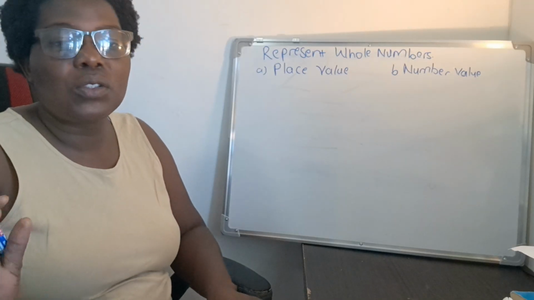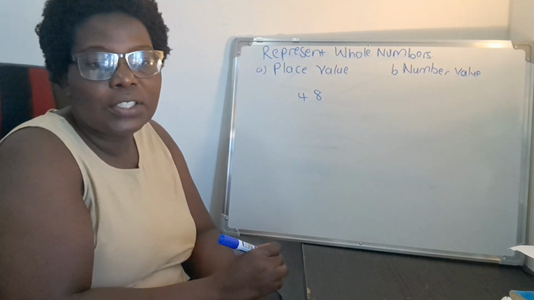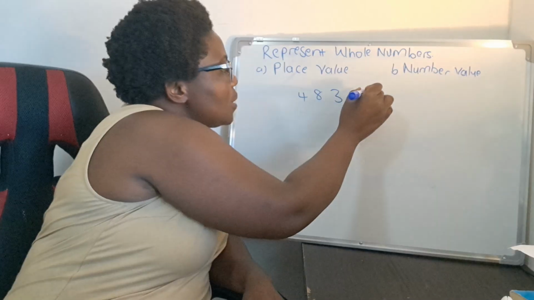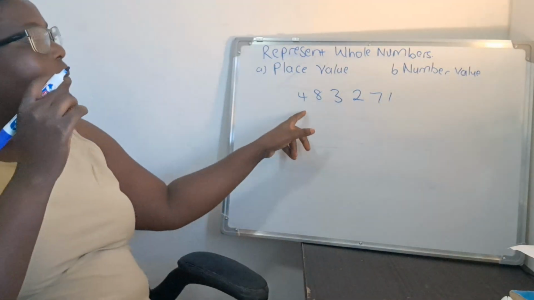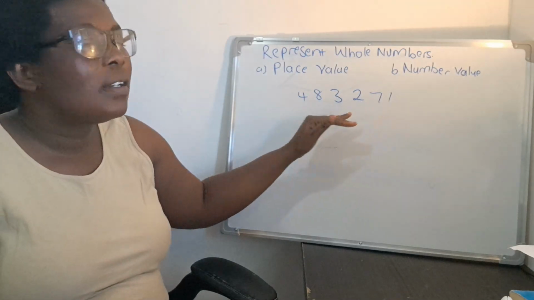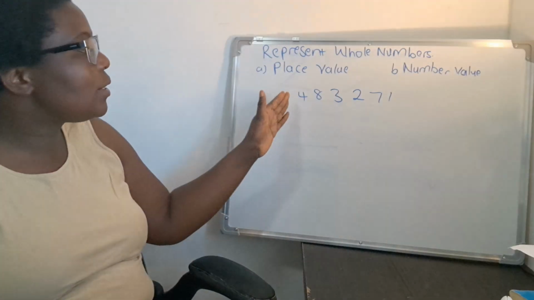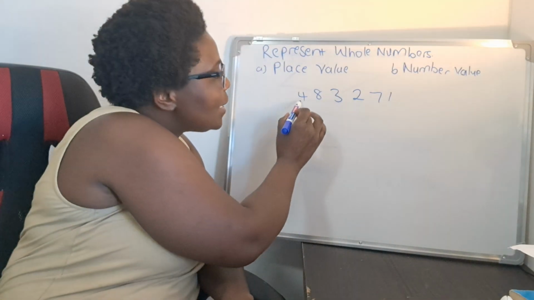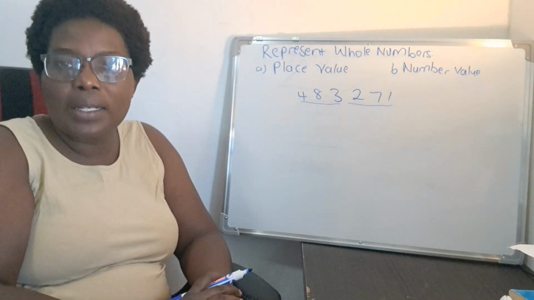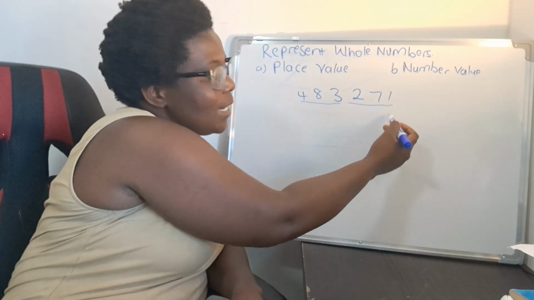So what I'm going to do, I'm going to put my number down. So we have 4, 8, 3, 2, 7, 1. So these numbers, they have got different place values, and also these numbers, they have different number values. And when we read this number, it's 483,271. So these are the representation of whole numbers only, because we don't have any number after this.